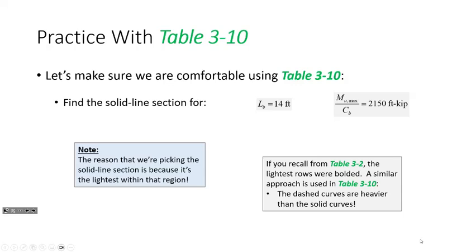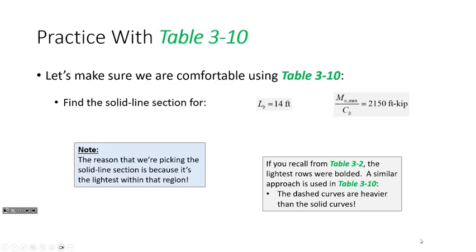Okay, so you're going to track up, and it's this curve right here, which is a W40 by 167. You see that? So this is W40 by 167. Is everybody able to find this? Everybody good? We're going to be looking through this chart a little bit, for a few lectures this week. So I wanted to make sure that you're familiar with this, okay?